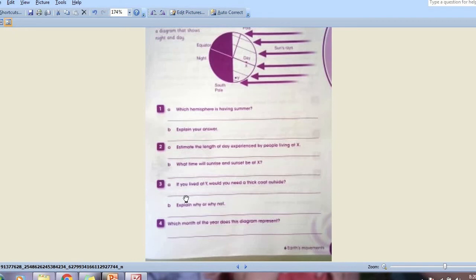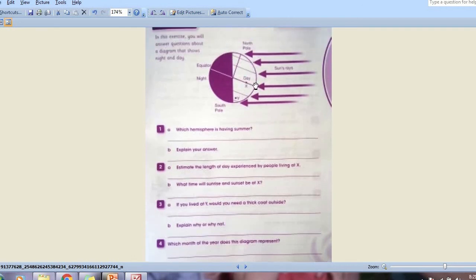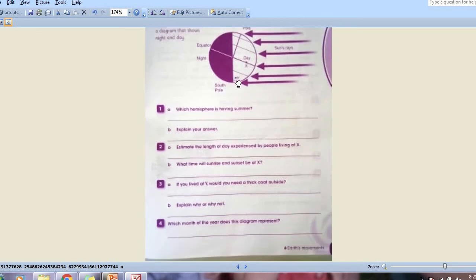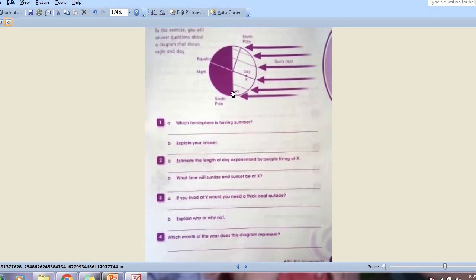Now if you live at Y here, would you need a thick coat outside? I'm going to leave you with this one because I know pretty well that you know the answer, right? So remember on the video, this portion of the northern hemisphere receives more sunlight. What about this portion here on Y? Okay, so I guess you have to answer on your own. And also you have to explain why or why not. It's actually on the southern hemisphere, alright? Near the south pole.